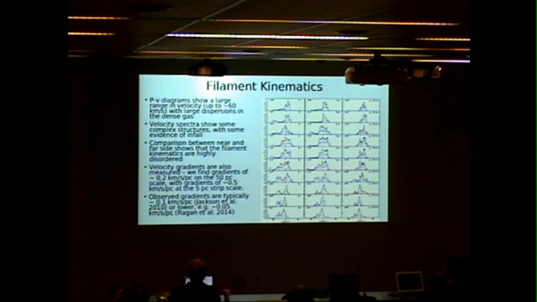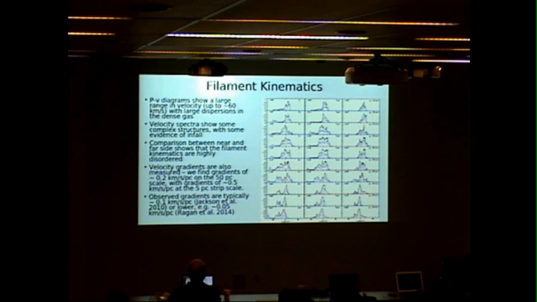We can also look at the velocity spectra, and I show the spectrum for each strip in filament A, in the outer, inner, and dense regions. So we can see some evidence, for example, in this strip of infall onto the filament, where the red and blue are, again, the near and far side.